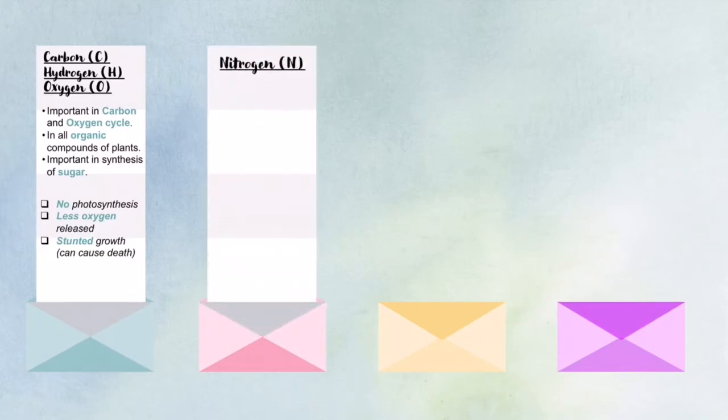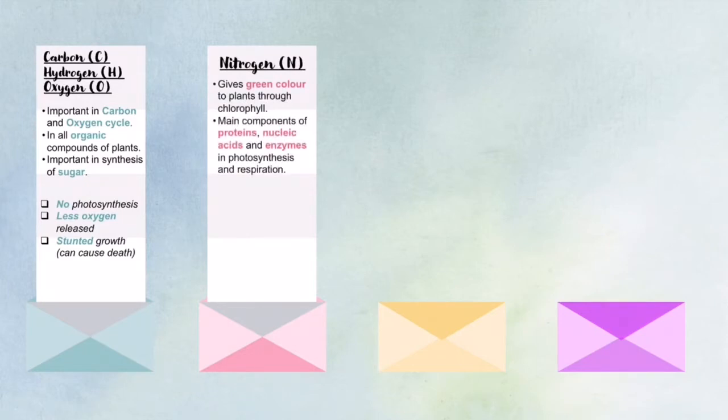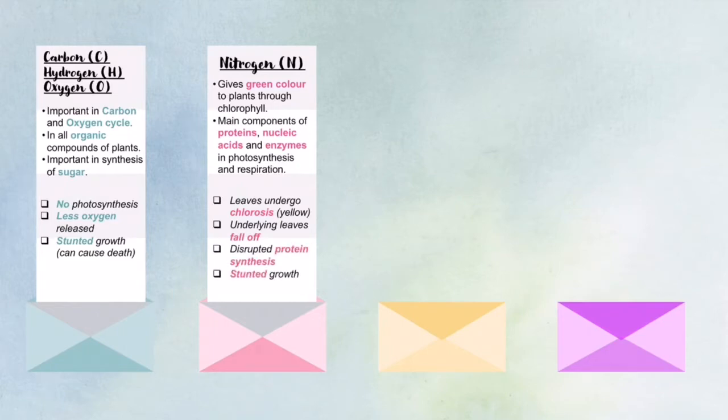Next, we have nitrogen. Nitrogen gives green color to plants through chlorophyll. It is the main component of proteins, nucleic acids, and enzymes in photosynthesis and respiration. Without nitrogen, leaves will undergo chlorosis. Chlorosis is a situation where the leaves will become yellow, the underlying leaves will fall off, protein synthesis will be disrupted, and there will also be stunted growth.